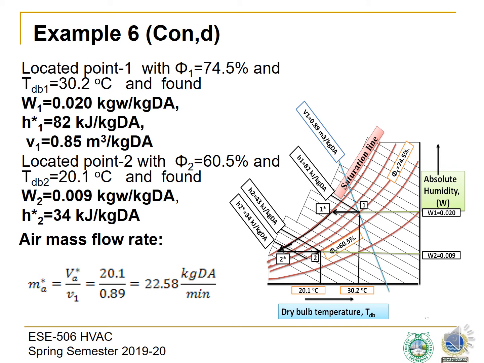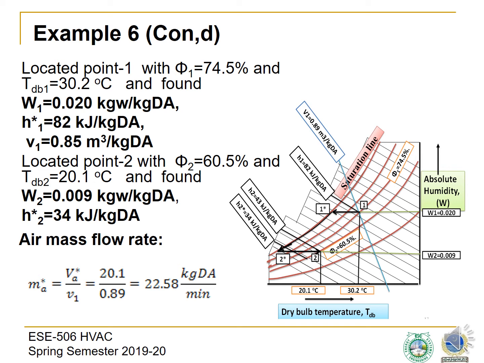We also locate point 2 with relative humidity 60.5% and dry bulb temperature 20.1, and find W2 0.009 kg of water per kg of dry air and enthalpy 34 kilojoules per kg of dry air. The air mass flow rate is calculated using the formula mA prime is equal to VA prime over v1, where v1 is the specific volume from the psychrometric chart. So 20.1 divided by 0.89, the answer comes to be 22.58 kg of dry air per minute.